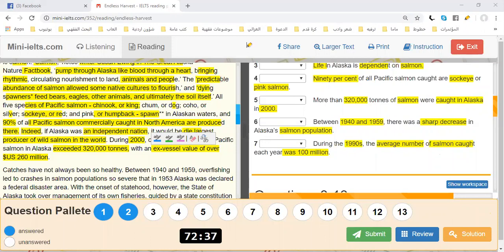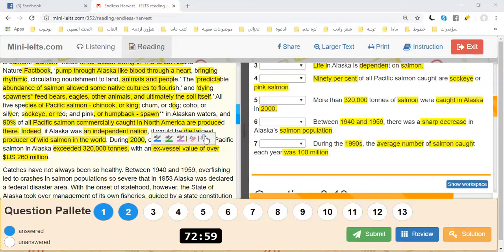What do you think? True, Ayman, Fatima? True, thank you, yes. It's actually an easy one. More than is a synonym for the word exceeded. 320,000 tons, this is the same exact number of salmon caught in Alaska.